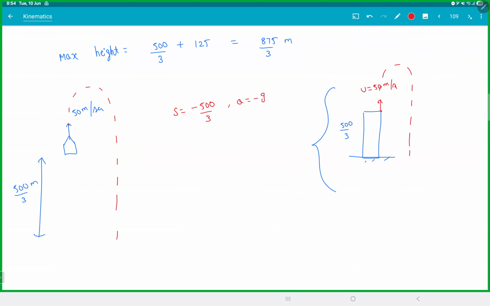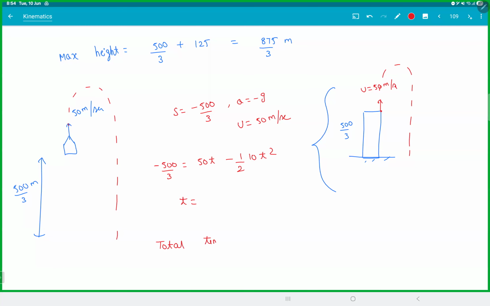Acceleration is minus g. Remember, rockets are off, so gravity will come back into the picture. And your speed is 50 meters per second. I can use s is ut plus half at square, minus 500 by 3. Numbers are bad. That will give you 50t minus half g, 10t square. If you solve this, you'll get the time, but this is not the answer. This is the time after the rocket engine shuts off.